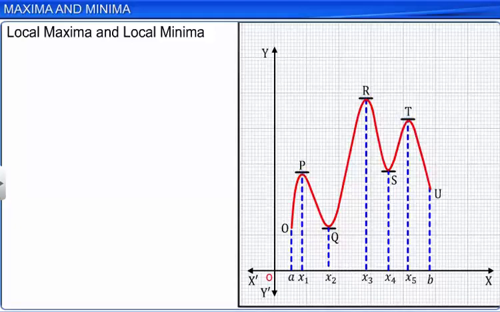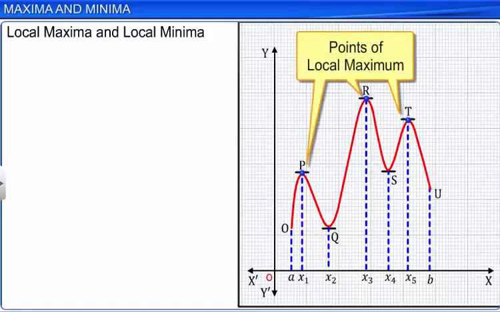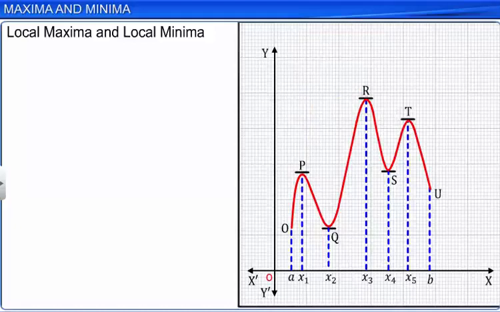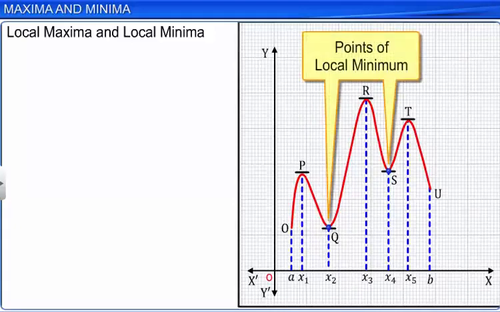The points P, R, and T are called the points of local maximum, and the values at these points, that is, the y-coordinates of points P, R, and T, are the local maximum values of f of x at these points. Similarly, the points Q and S are called the points of local minimum, and the values at these points, that is, the y-coordinates of points Q and S, are called the local minimum values of f of x.